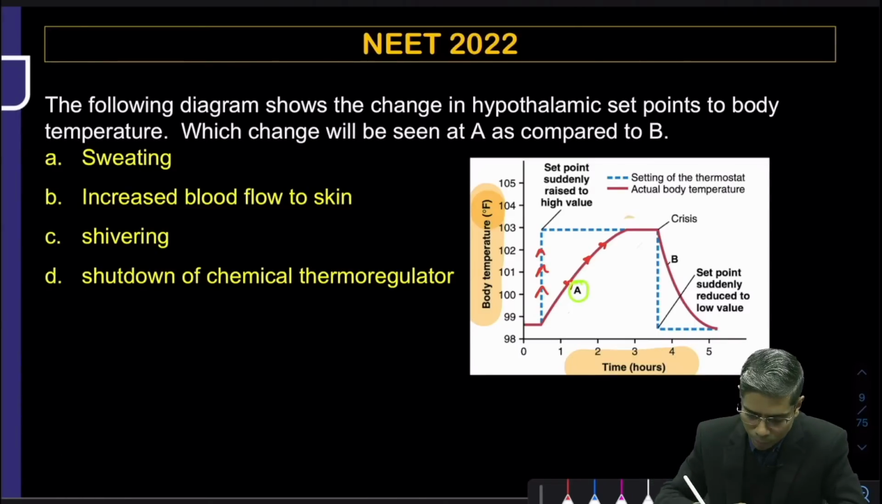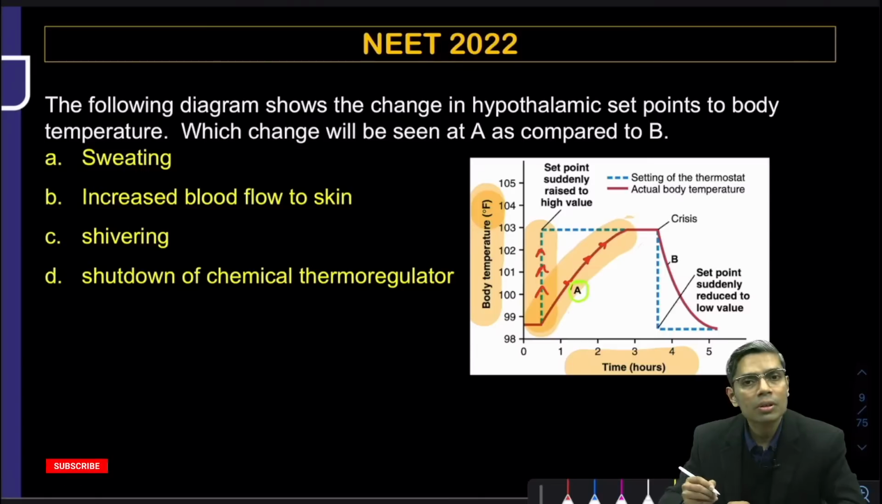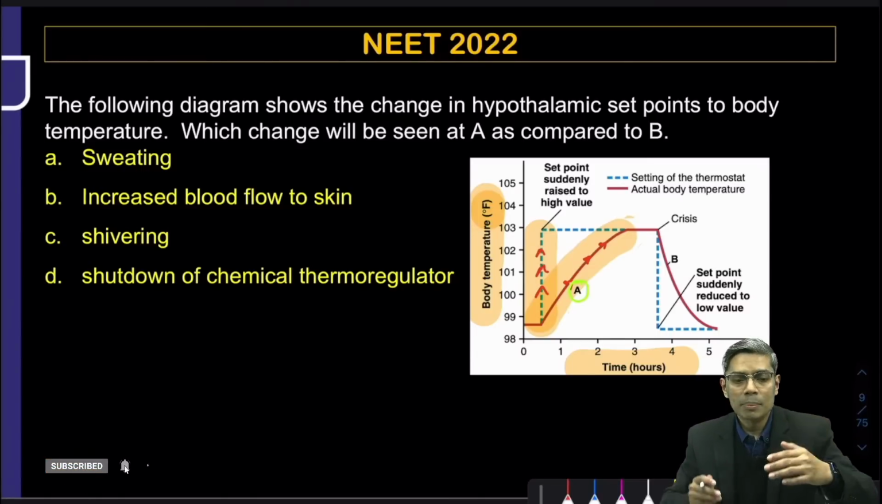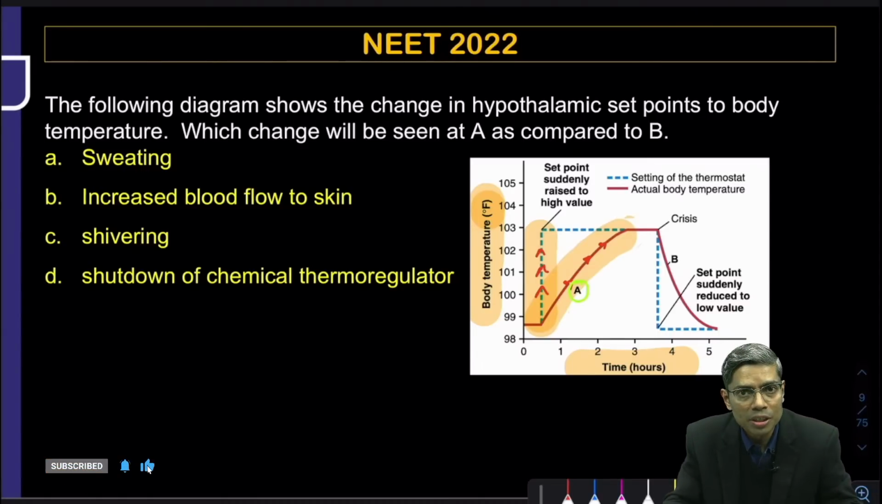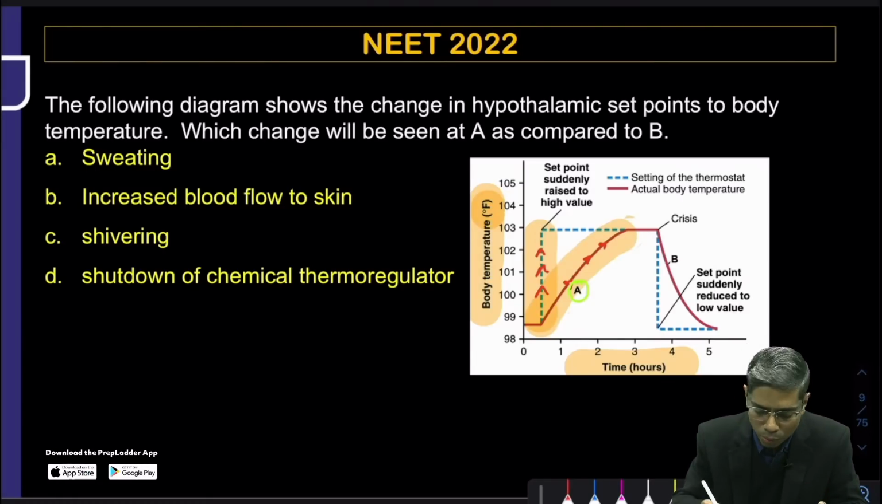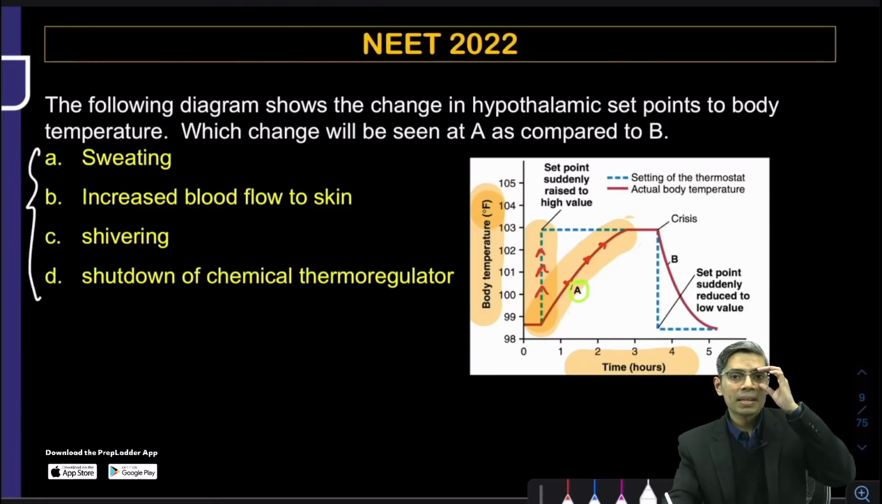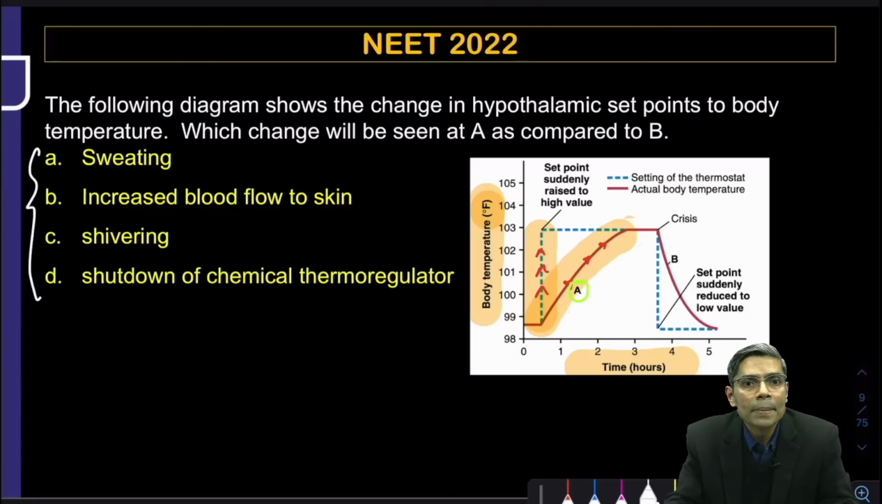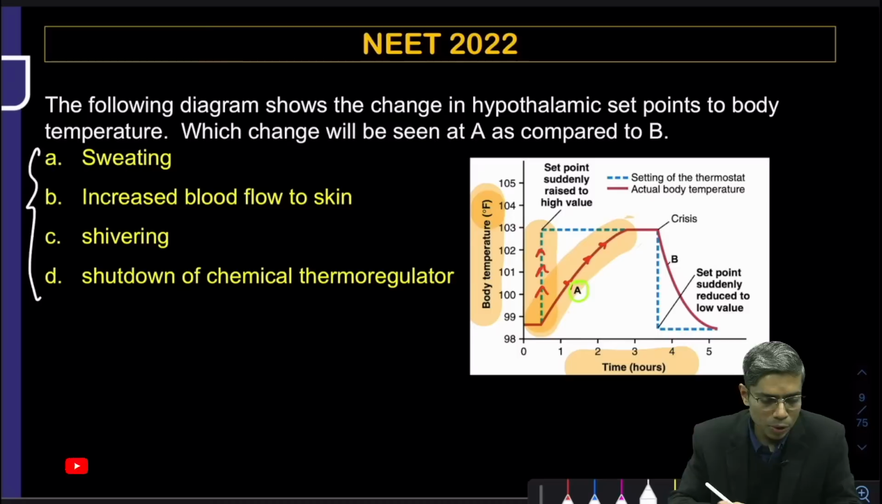So, this blue colour point already given in the question, this is the set point temperature that has been raised and now the body is trying to reach the set point by producing more and more heat. So, now you look at, even if you do not understand the other part, I will come to that, but even if you do not look at the other part, what will be your answer? Which of the following, A, B, C, D, is a heat production mechanism, right? So, obviously what will the answer be?